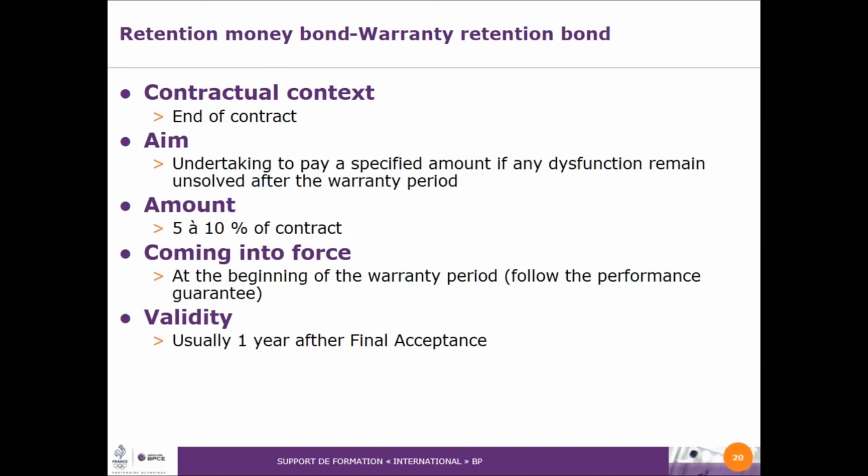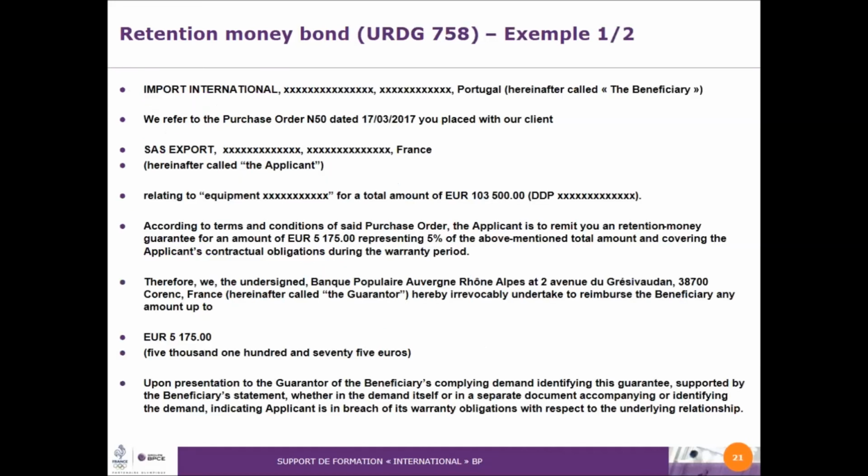So it's between 5 to 10% of the contract. It can also be between 3 to 5%. It comes into force at the beginning of the warranty period. And usually the validity will be 1 year after the final acceptance. So here you have an example as well.